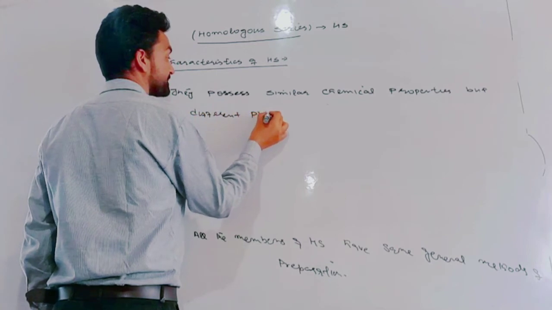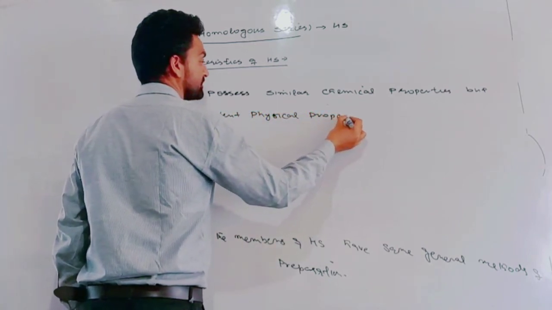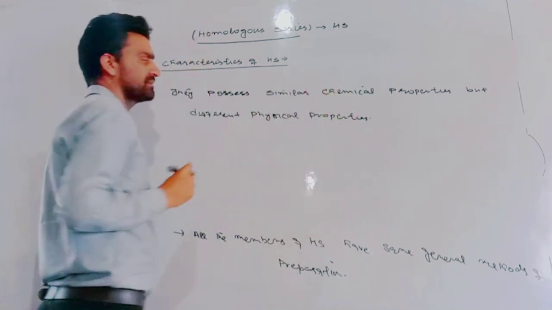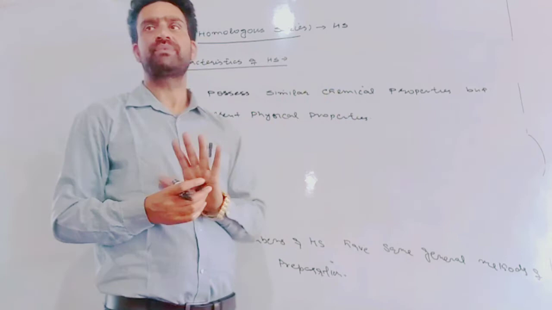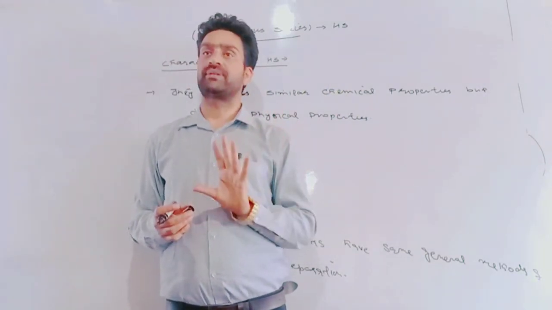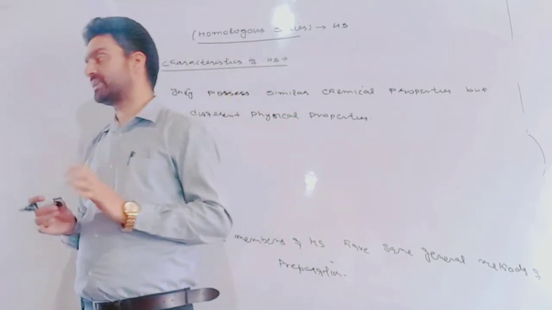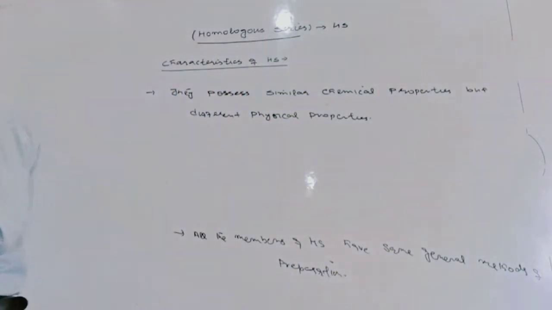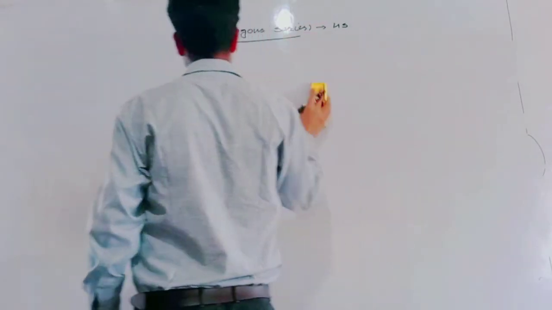Different physical properties. Let me explain this point. When they have same functional group, their chemical properties are same. When they have molecular mass different, their physical properties are different. Get it? These are the characteristics of homologous series. Now, I will give you a few examples of homologous series.